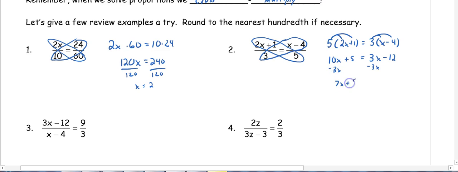So we can subtract 3x from both sides. We get 7x plus 5 equals negative 12. Subtract 5 from both sides. 7x equals negative 17. So when we divide by 7, we get x equals negative 17 over 7, which as a decimal would be equal to negative 2.43.